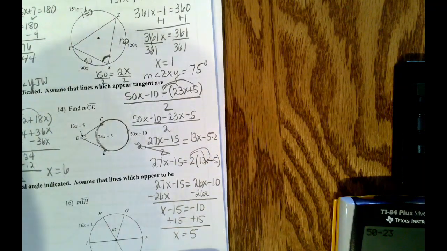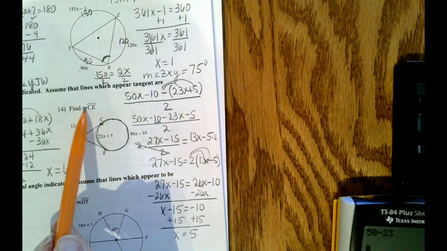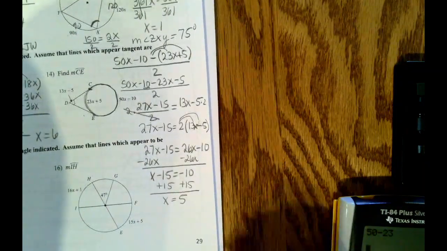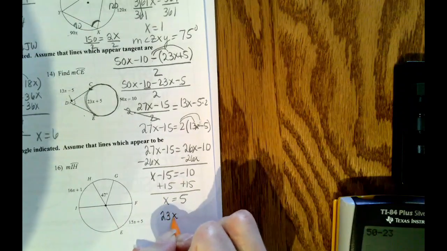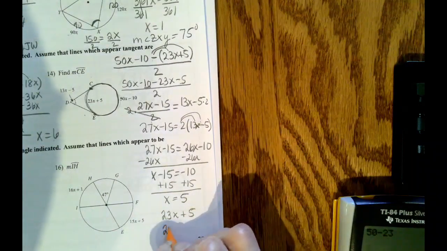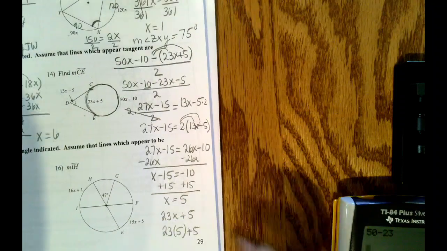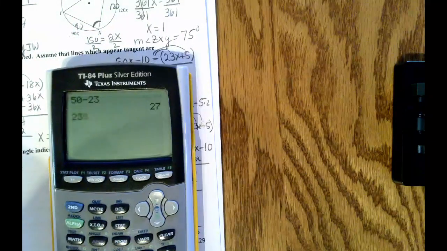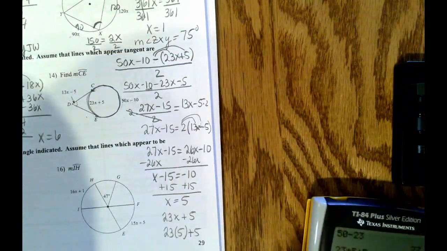Now, lastly here, we want to find the measure of arc CE. So CE is 23x plus 5, and we're going to take our answer of 5 that we just found. So 23 times 5 plus 5 is going to be 120. Our arc is 120 degrees. And let me just label it, since I'm way into problem 16. Measure of arc CE.